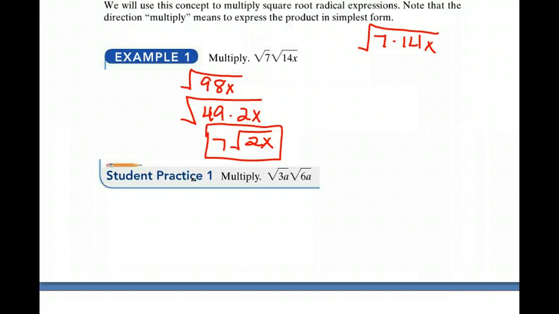Why don't you try student practice number 1 for me? Go ahead and pause the recording, try this example, and when you're ready, hit play and we'll go over the answer together.